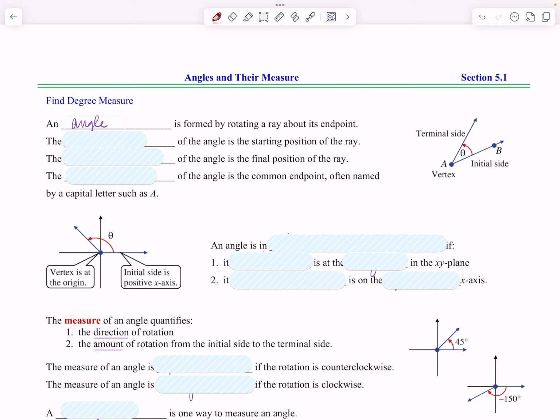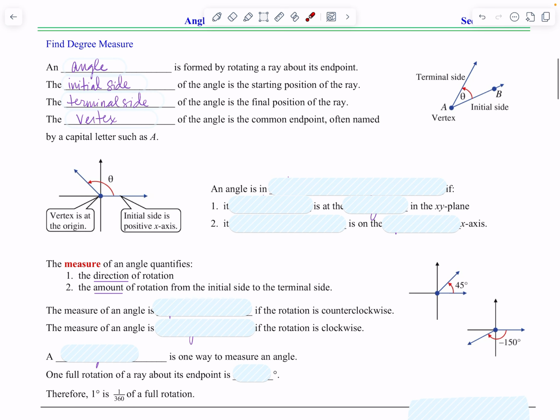An angle is formed by a rotating of a ray about its endpoint. The initial side of the angle is the starting position of the ray. So in our picture over here, you see that this is my initial side, and we're going to rotate in this direction. So we're rotating our initial side. The terminal side is where the rotation ends. The vertex of the angle is the common endpoint, and it's often named by a capital letter. And you can see in our example here, we used an A.